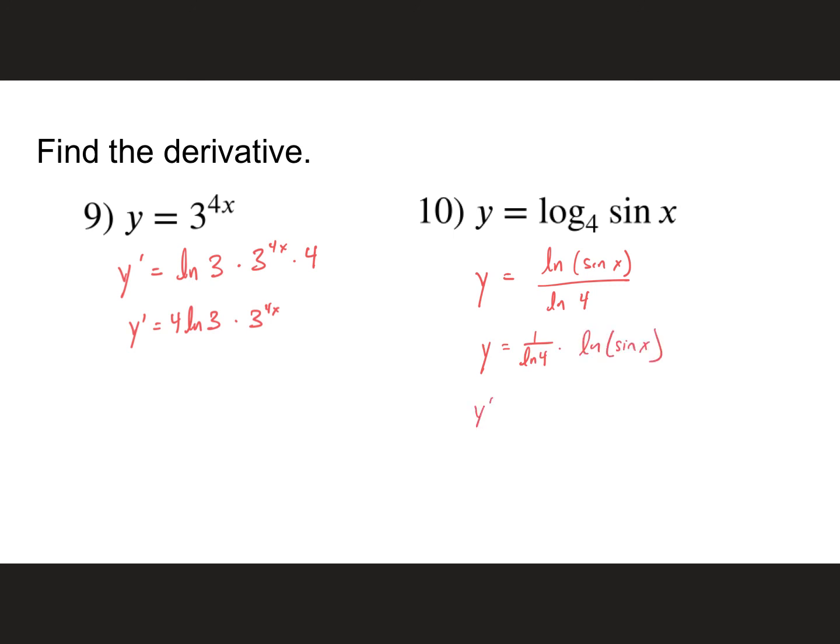If I take the derivative, that 1 over natural log of 4 is a constant. So I'm multiplying that by the derivative of the natural log of sine of x, which is natural log of Bob. So 1 over Bob times d Bob, which there's my cosine of x over sine of x. So my final answer would be the cotangent of x. Oops, not cosine. Let me fix that. The cotangent of x over the natural log of 4.